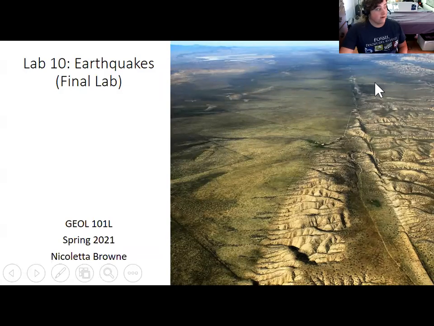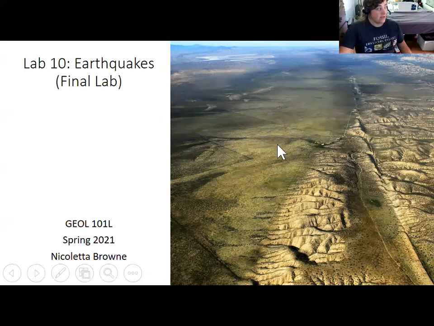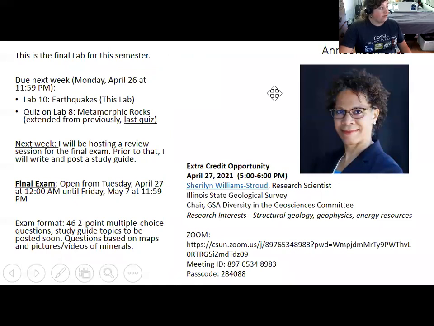Okay, so welcome to the final lab of the semester, and we will be learning and reviewing a little bit about earthquakes. You'll be doing some exercises based on movement around faults or plate boundaries, how you find the epicenters of earthquakes, or the location above ground that's located above where the earthquake actually occurs, and the timing of earthquakes.